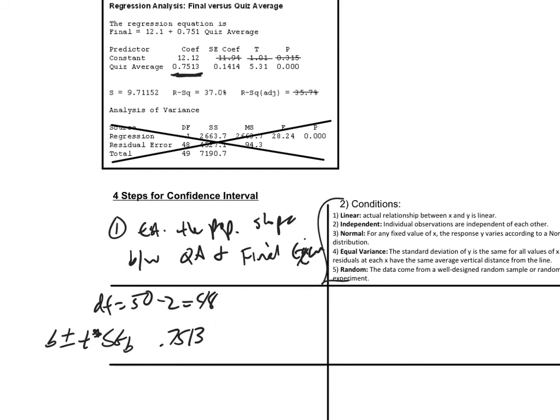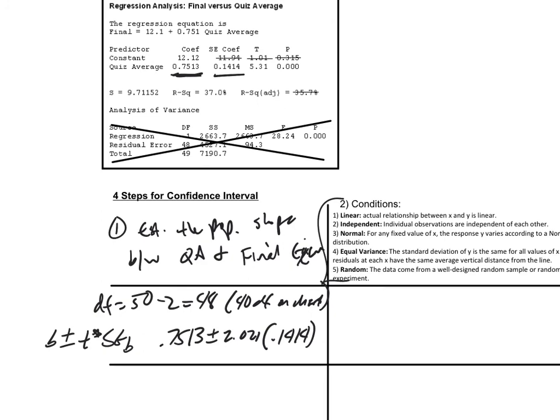So if I go to 95%, I'm going to actually go to 40 degrees of freedom. So I'm going to take 40 degrees of freedom on the chart, and I'll just note that here. And at 40 degrees of freedom, the T star is 2.021. And then my SE of B is 0.1414. Okay, so I get my margin of error there, I subtract it, and then I add it, and you can see it's going to be about 0.30 is my margin of error.